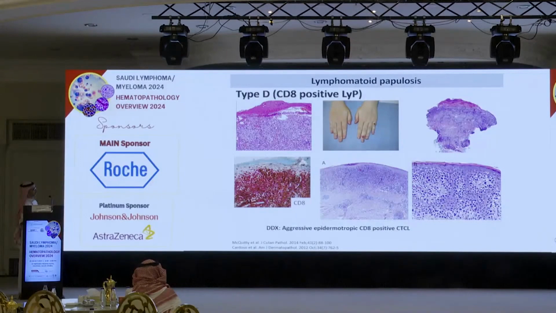D, it is CD8 positive. The others are CD4 positive. So this one is CD8 positive. It overlaps with this aggressive entity, but the clinical will be helpful. It presents as papules, epidermotropism, as you can see. So if you don't know the history, it's very difficult.